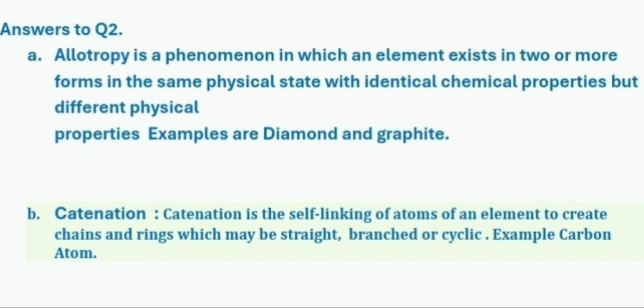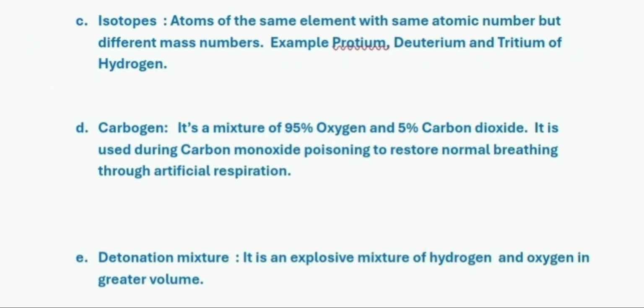Then it's catenation. This is the self-linking of the atoms of an element to create chains or rings, which may be straight, branched, or cyclic. Examples are carbon atoms. Next is isotopes. Isotopes are the atoms of the same element with the same atomic number but different mass numbers. Examples are protium, deuterium, and tritium for hydrogen.